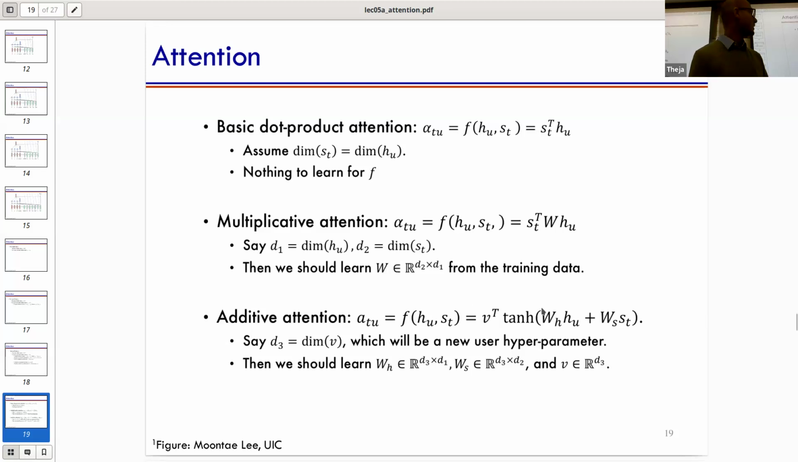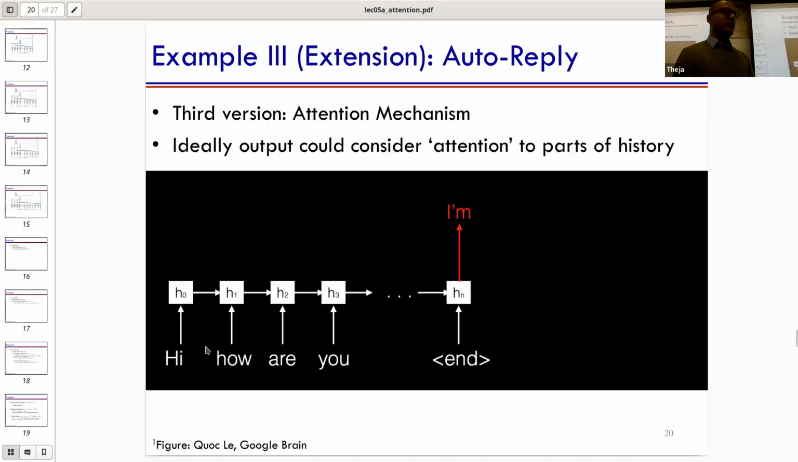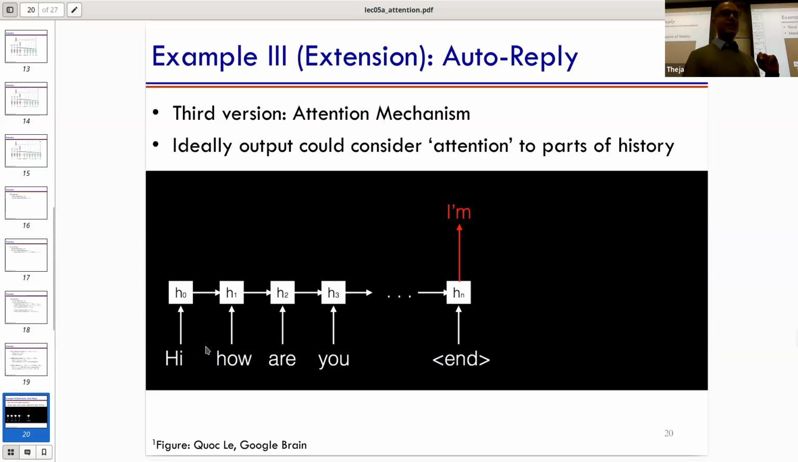And finally, you can have nonlinearity also, where you are individually transforming the H vector and S vector into some new same-dimensional vector space, adding them up, and then applying another parametric transformation. So these are just functions. You can use any parametric function, but the moment you introduce parameters, those will also be backpropped and learned. Okay. So these are just to show what types of attention you can have. Yeah.